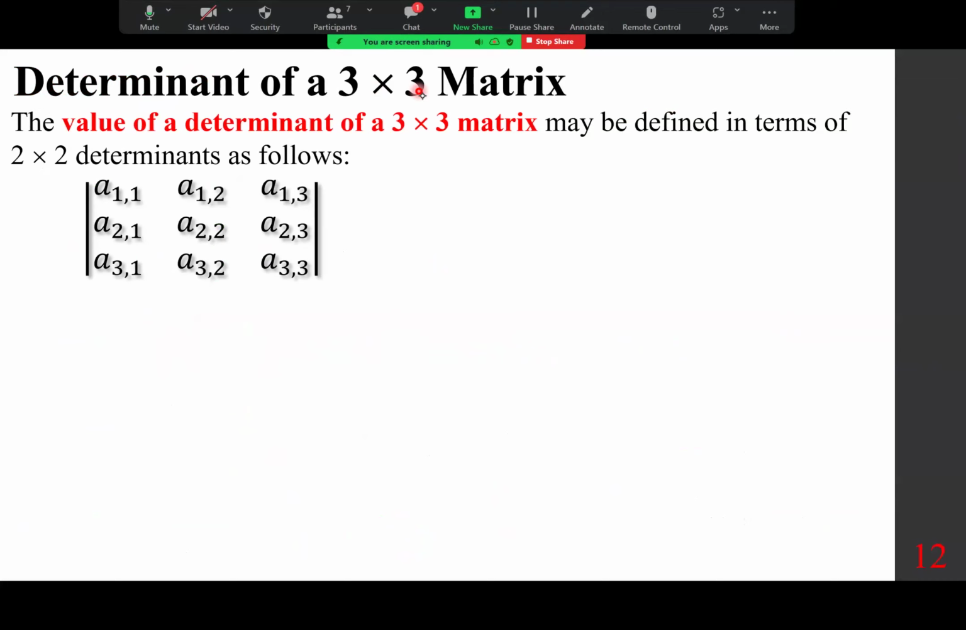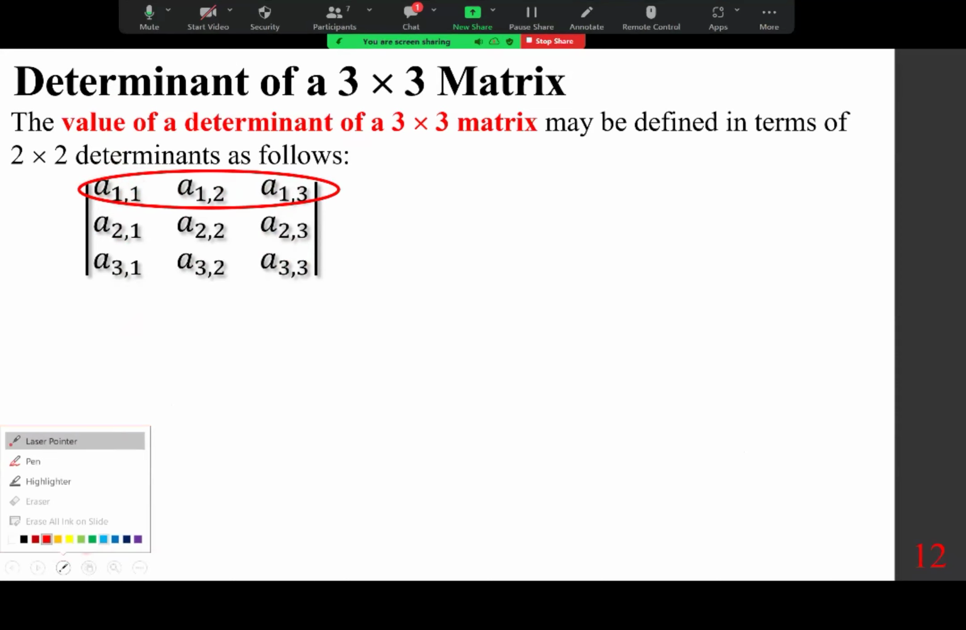What happens when we have a 3 by 3 matrix? The value of a determinant of a 3 by 3 matrix may be defined in terms of 2 by 2 determinants as follows. So you decide to expand it with respect to one of the columns or rows, and it makes no difference. For example, if you decide to expand it with respect to this, then the way it works, you're going to multiply, this one will go away, and then if you're using the first entry, this one goes away, this is left.